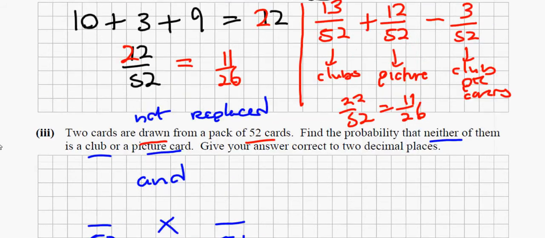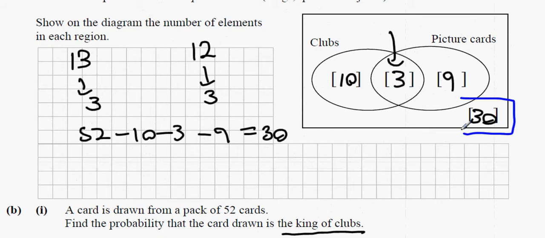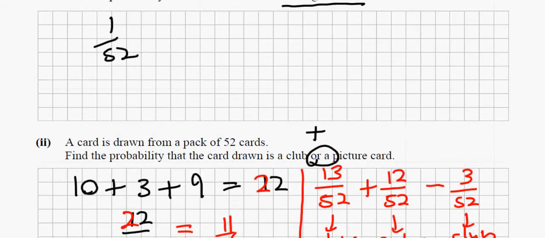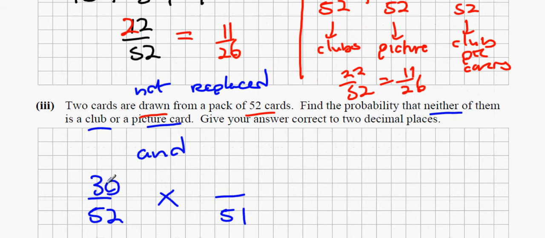We go back to the top. There's 30 of them that are neither a club or a picture card. So there's 30 out of 52. We successfully pull one which is not a club or a picture card. Then we have 29 remaining. So it's going to be 30 over 52 multiplied by 29 over 51. It wants it to correct 2 decimal places. So the answer I'd get here is 0.328, and that will correspond up to 0.33.